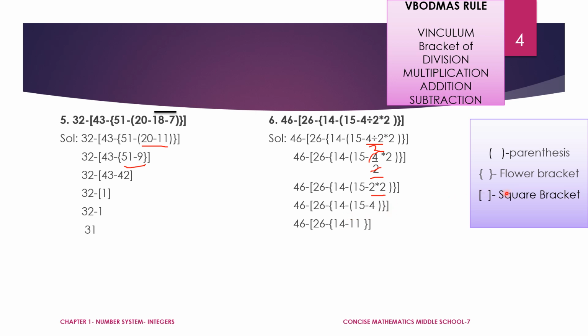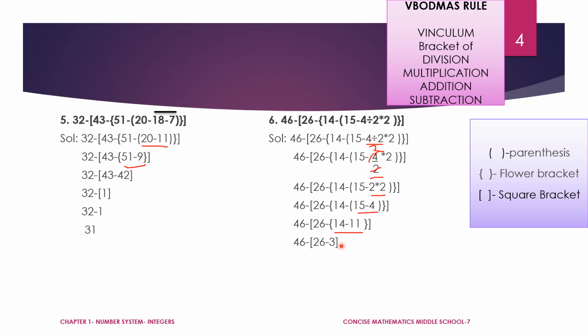Now you need to solve this flower braces. Inside this flower braces, you have 14 minus 11. So you can just subtract it and you will get 3. I have made a change only here. 14 minus 3. Here I have made a change only here. Right? Now, after this, the square braces should be given preference.